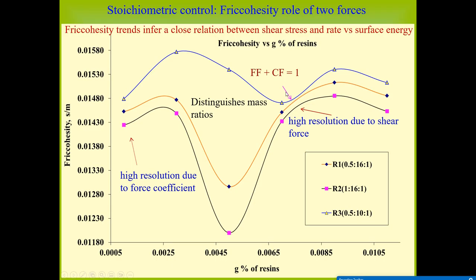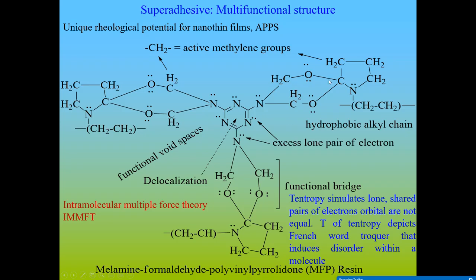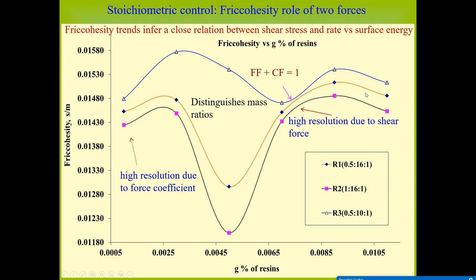Basically, this was the original graph which laid down this phenomenon. It is a simple super adhesive resin: melamine, formaldehyde, polyvinyl pyrrolidone resin, synthesized by changing the composition of the melamine, formaldehyde and polyvinyl. And this Friccohesity sensed the stoichiometric ratio. The final products developed by taking different stoichiometric ratios follow the same trend, which shows the product was developed.